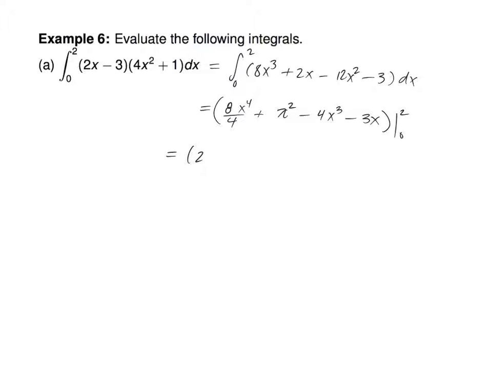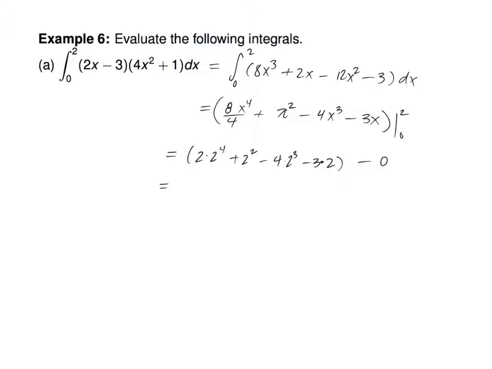So I have 2 times 2 to the 4th plus 2 squared minus 4 times 2 cubed minus 3 times 2. Plugging in 0 doesn't always give you 0, so just be careful about, like, if it's cosine, plugging in 0 gives you 1, right? In this case, does plugging in 0 give you 0? Yes, so, okay, minus 0.